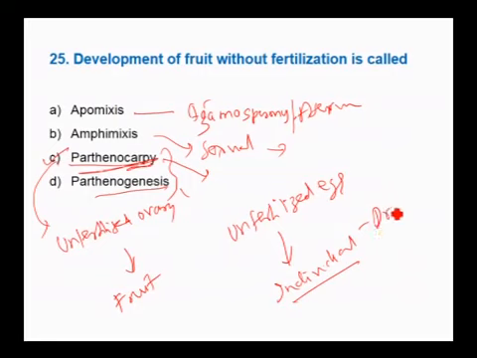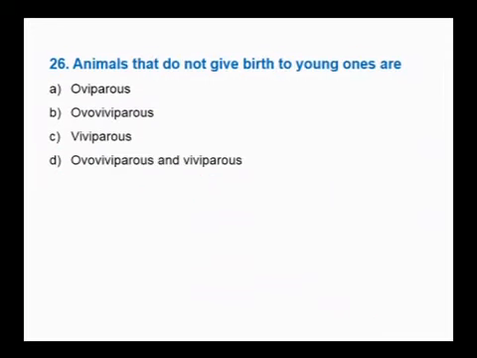For example, drones. Drones are developed from unfertilized eggs. You can use the term parthenoids. Parthenoids are the organisms which are developed from unfertilized eggs. Therefore, the development of fruit without fertilization is called parthenocarpy. The answer is parthenocarpy. Next question.